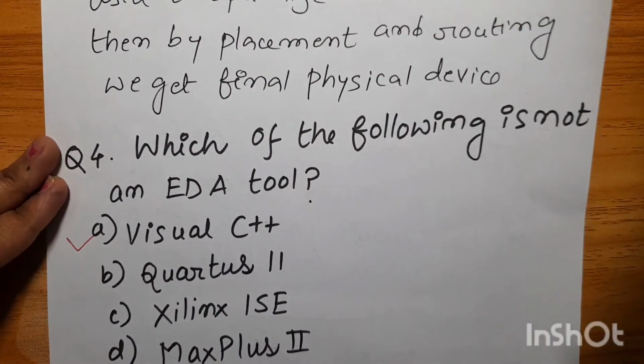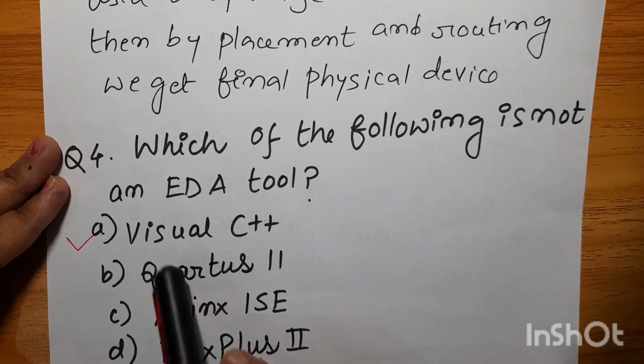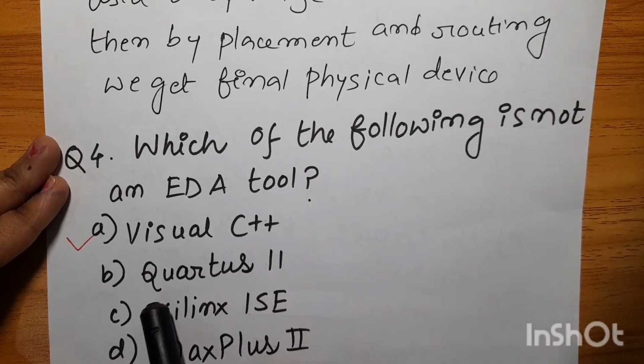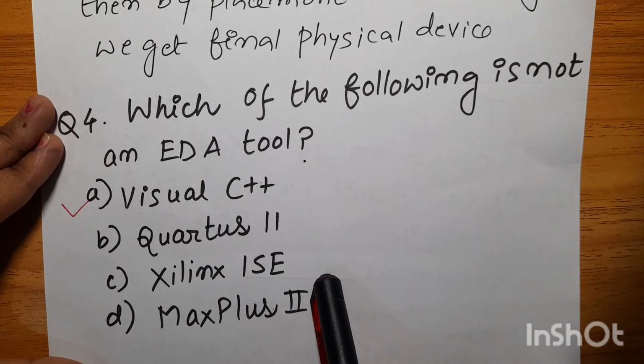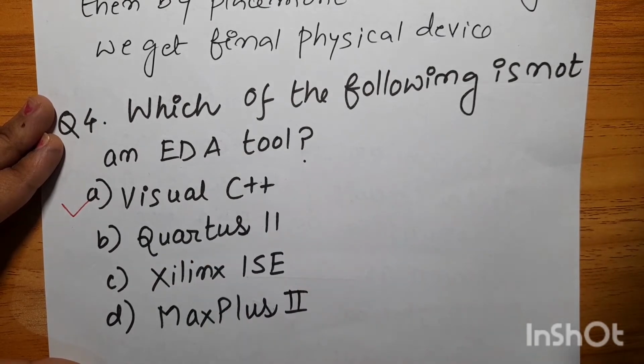Question number 4. Which of the following is not an EDA tool? A. Visual C++, B. Quartus 2, C. Xilinx ISE, or D. Max Plus 2. So the answer is A. Visual C++ is not an EDA tool.